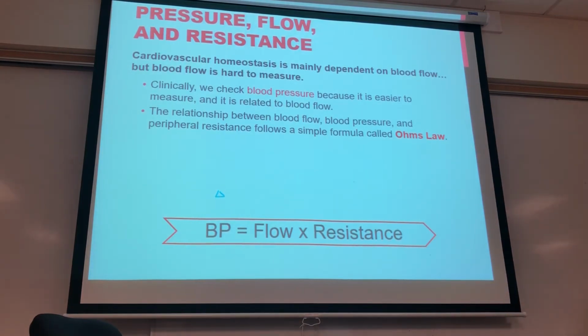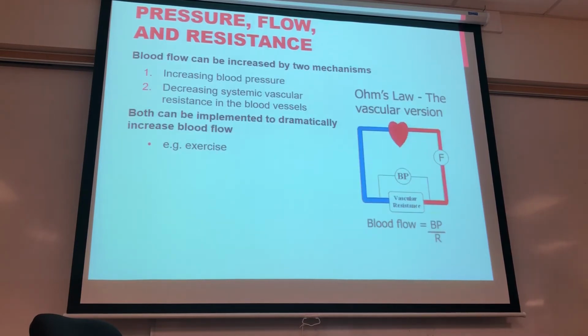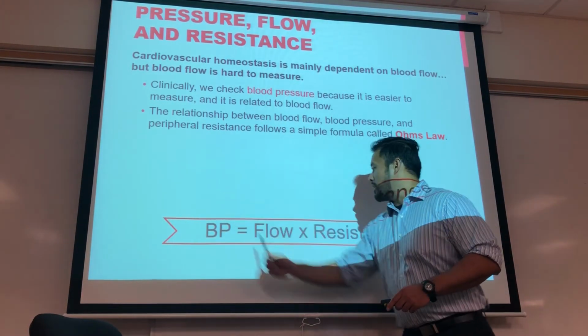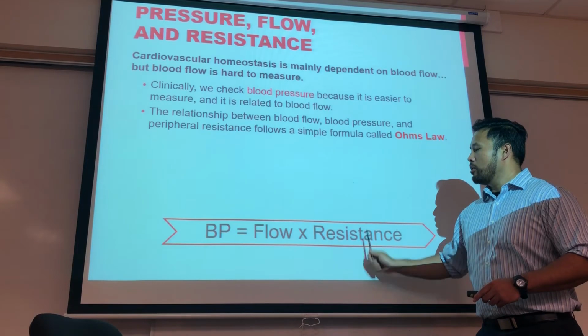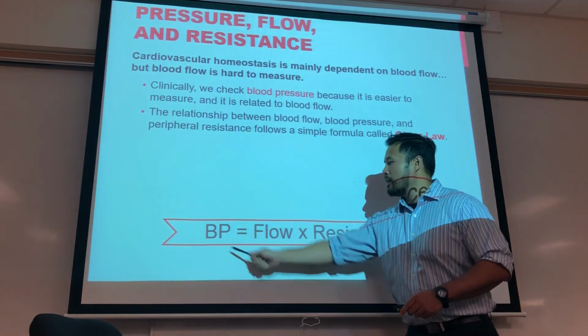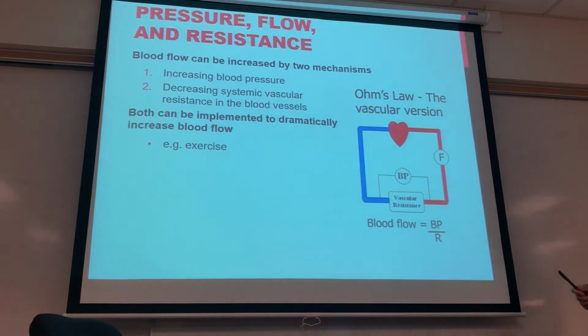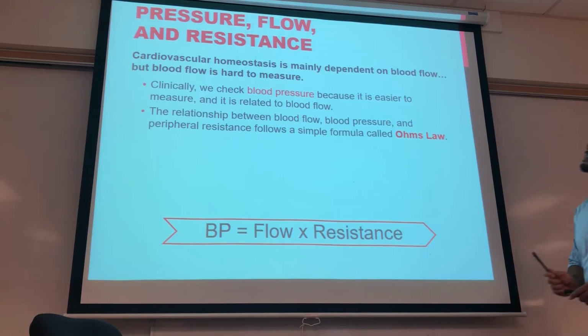So let's take a look at the next slide, which is going to look at ways we can increase blood flow. And when you think about the sympathetic output, we want to increase blood flow to the muscles. We can do one of two ways to increase flow. I can increase blood pressure while keeping the resistance the same, or if the blood pressure is the same, I can increase flow by decreasing resistance.